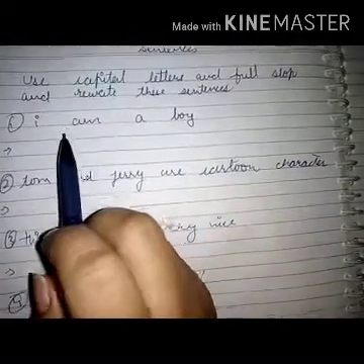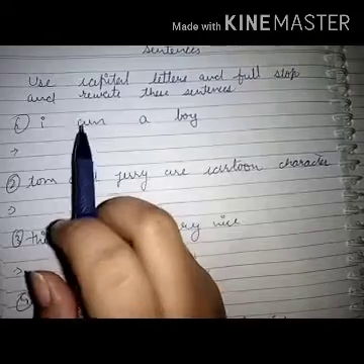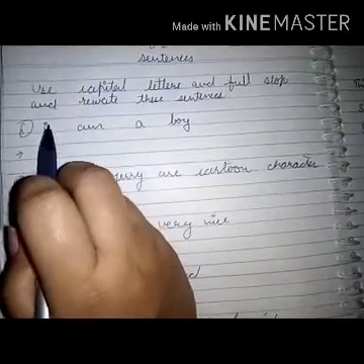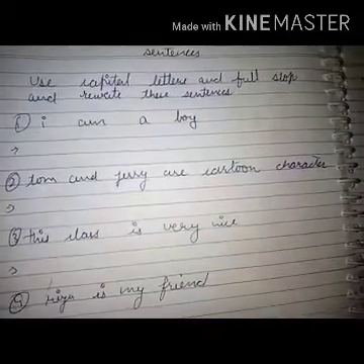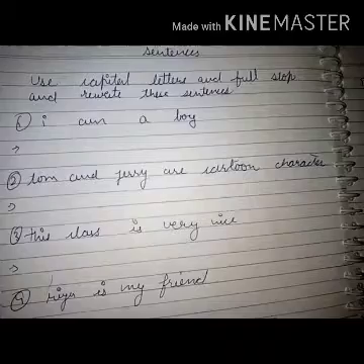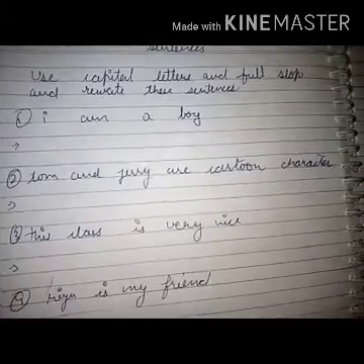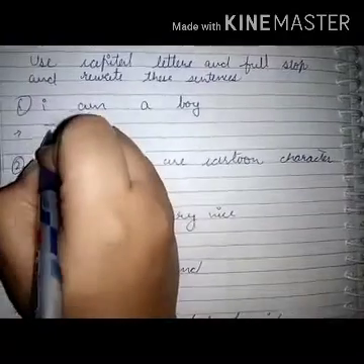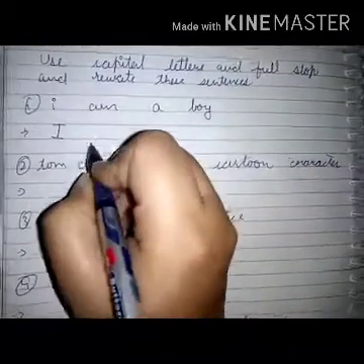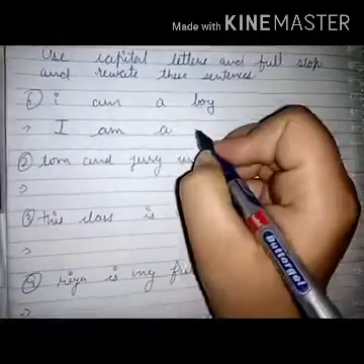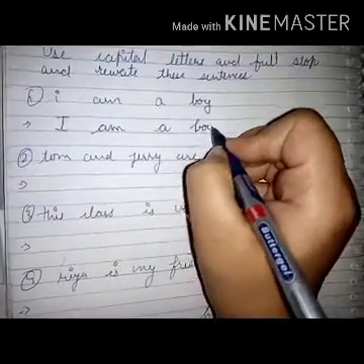I am a boy. When we write any sentence, it always starts with a capital letter and ends with a full stop. So, I am a boy. I should be capital. I am a boy.